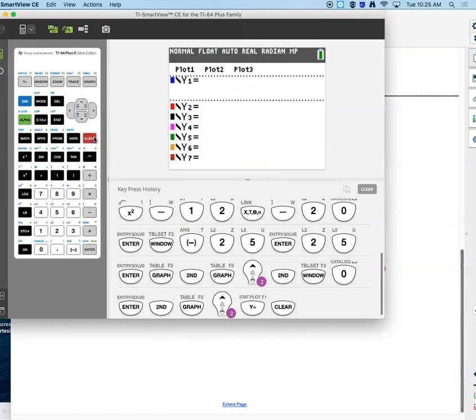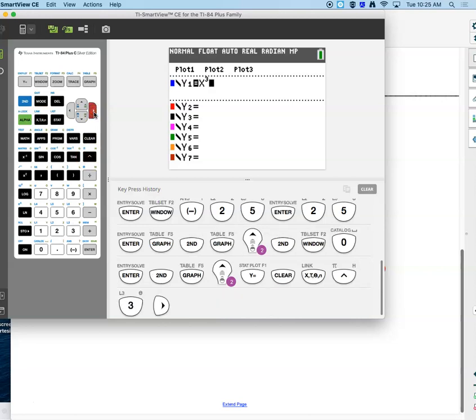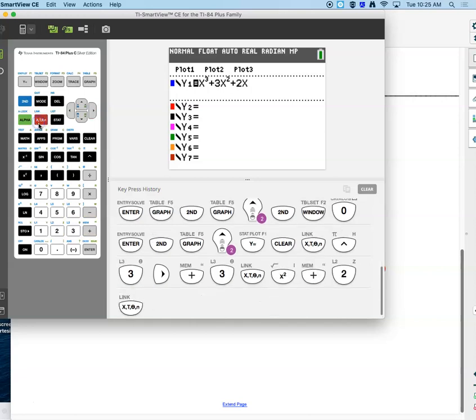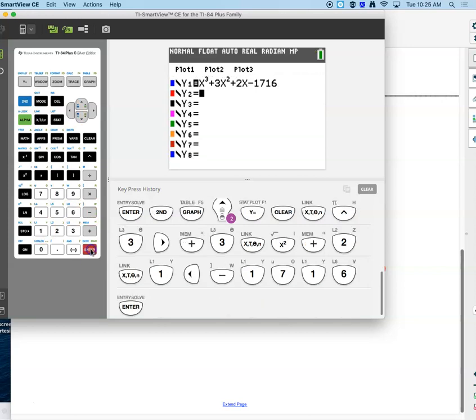We have x to the 3rd plus 3x squared plus 2x minus, oops, forgot the minus, minus 1,716. Double checking. Okay, then what?